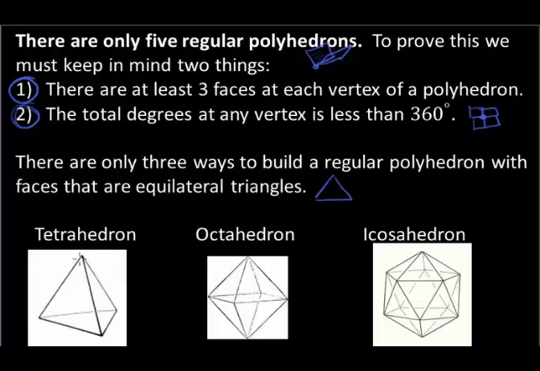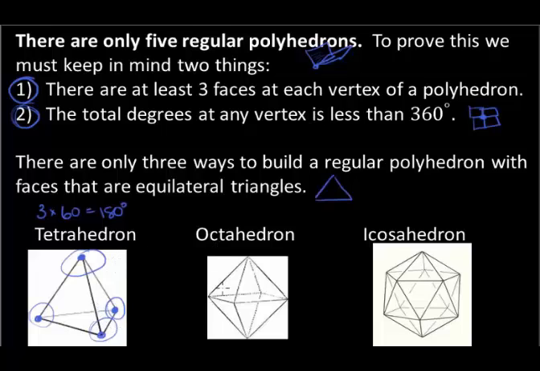If we join 3 of them at each vertex, we'll be able to do it. Because each angle is 60 degrees, and the total number of degrees at each corner or each vertex would be 3 times 60, or 180 degrees. The total number of degrees at each vertex, adding up 60, 60, 60, we get 180.